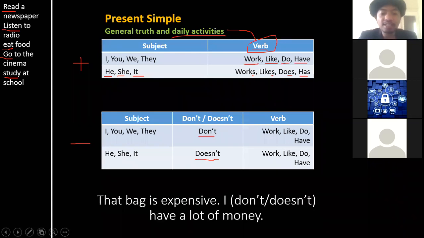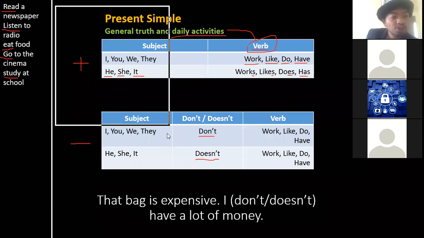That bag is expensive. I don't or I doesn't? Isa, go to chat, Isa. Write in the chat box, Isa. Don't. Very good, Sulaiman. Yes. Good job. Because when we use I, we use don't. Okay. Oh, sorry, Akmaral. We use don't, Akmaral. Not I doesn't have. Okay. We use doesn't when we use he, she, it.